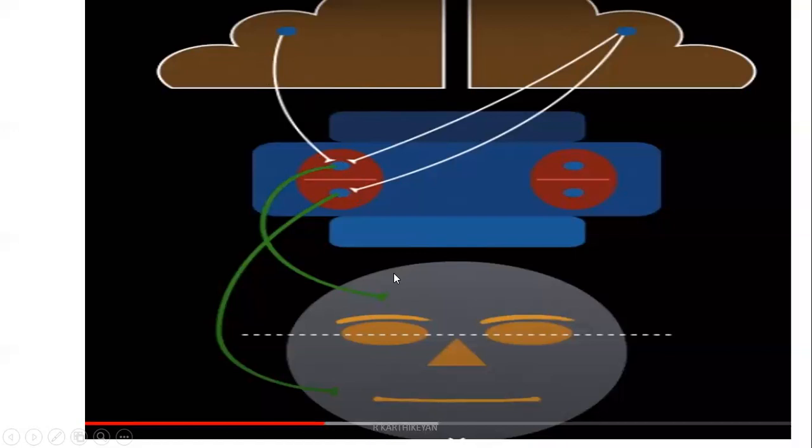So in upper motor neuron lesion, the upper part of the face is spared, but the lower part of the face is affected. But in the lower motor neuron lesion, say suppose the lesion is here, both the upper part and the lower part are damaged. This is what you must understand from this picture.